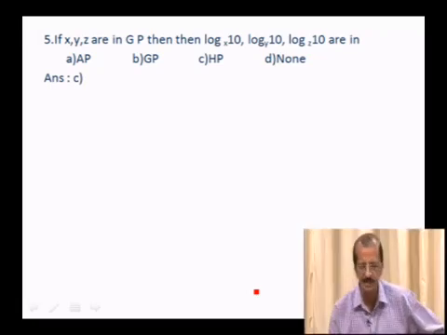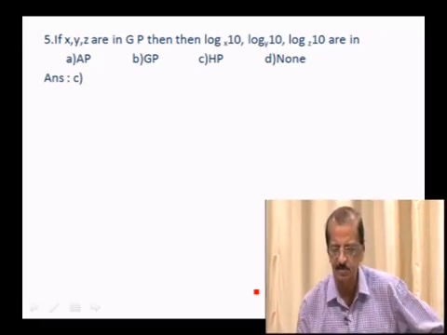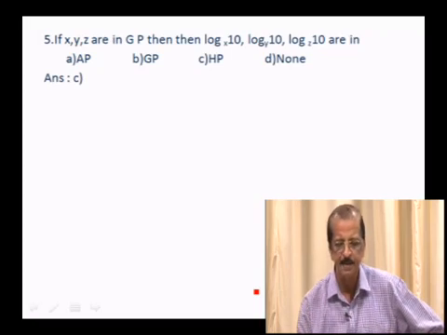If X, Y, Z are in AP, then log 10 to the base x, log 10 to the base y, log 10 to the base z are in AP, GP, HP, none.